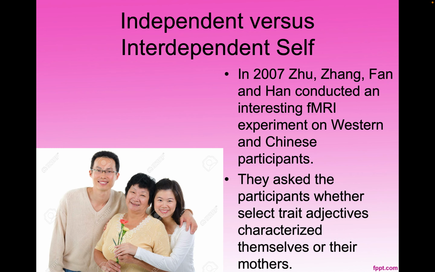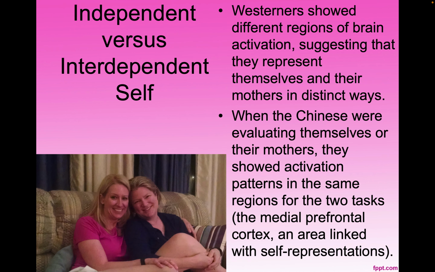In 2007, Zhu, Zhang, Fan, and Han conducted an interesting functional MRI experiment on Western and Chinese participants. They asked the participants whether select trait adjectives characterized themselves or their mothers. Westerners showed different regions of the brain activated, suggesting that they represent themselves and their mothers in distinct ways. When the Chinese were evaluating themselves or their mothers, they showed activation patterns in the same region for the two tasks, the medial prefrontal cortex, an area linked with self-representations. So they saw their mothers as extensions of themselves.